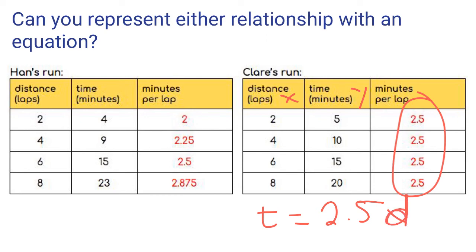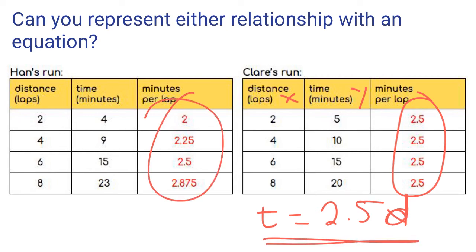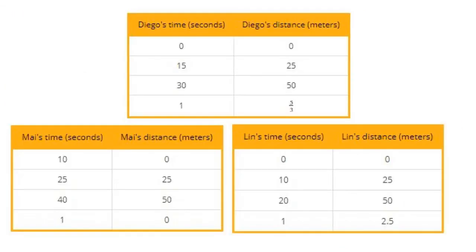Now, we can maybe come up with an equation for this one, but it's not as easy. We're just talking about finding equations for proportional relationships. So it doesn't mean we can't find an equation for it. It's just that we're not learning that right now. Okay, coming back to Diego, May, and Lynn.